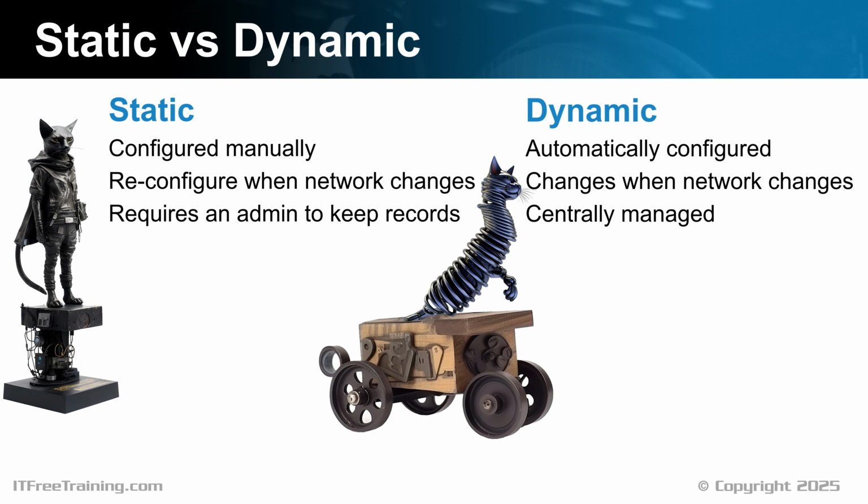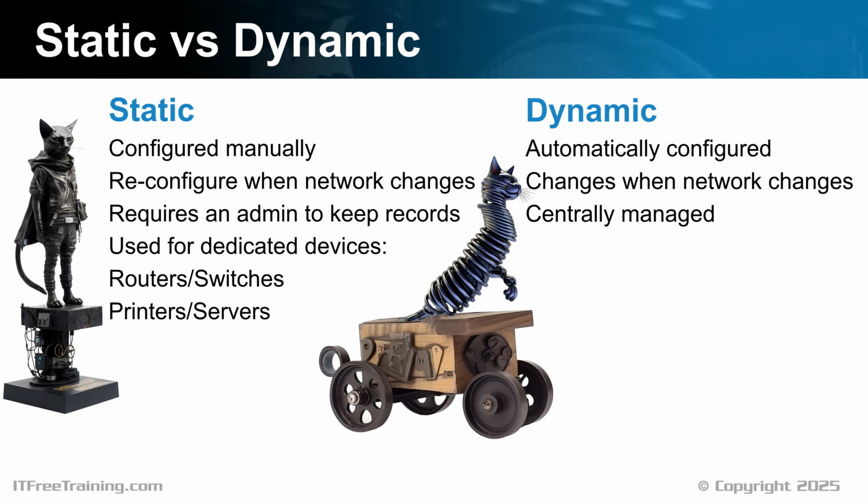Although you can use static or dynamic however you wish, generally, static configuration is used for dedicated devices, for example, routers, switches, printers, or servers. As these devices don't generally change networks and always have the same IP addresses, they are often statically assigned.